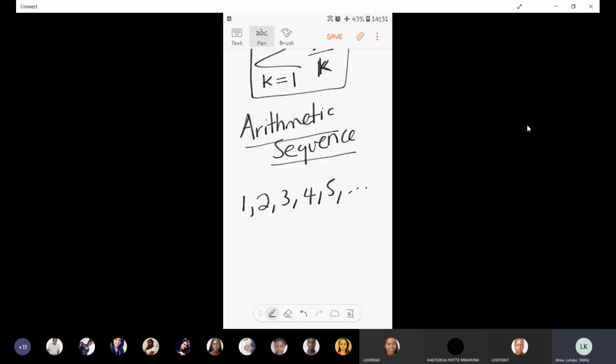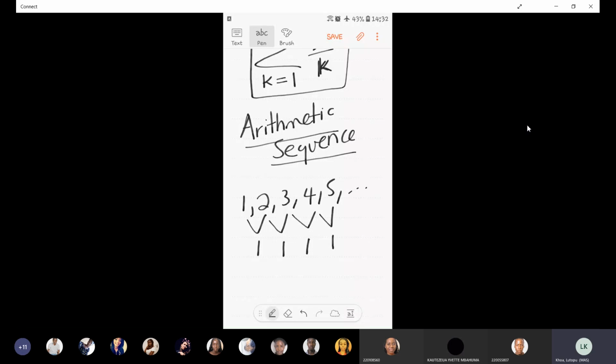Now what makes a sequence arithmetic is the fact that if I have a starting term and I want to work out the next one, all I have to do is add a specific number. You will notice that any two consecutive terms have a common difference. So if I say 2 minus 1, the answer is 1. 3 minus 2, the answer is 1. 4 minus 3, the answer is 1. 5 minus 4, the answer is 1.